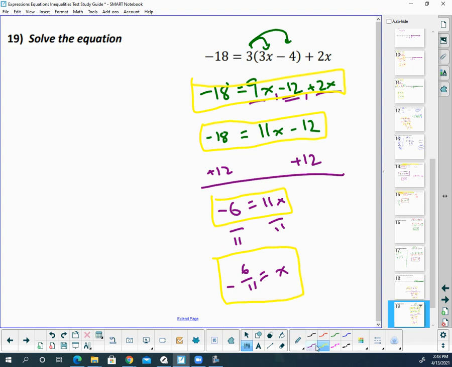I know some teachers, maybe Mr. Value asked for this, I'm not sure, ask you to put the variable on the left side, so x equals negative 6 over 11. Same answer, just written with the variable on the left.